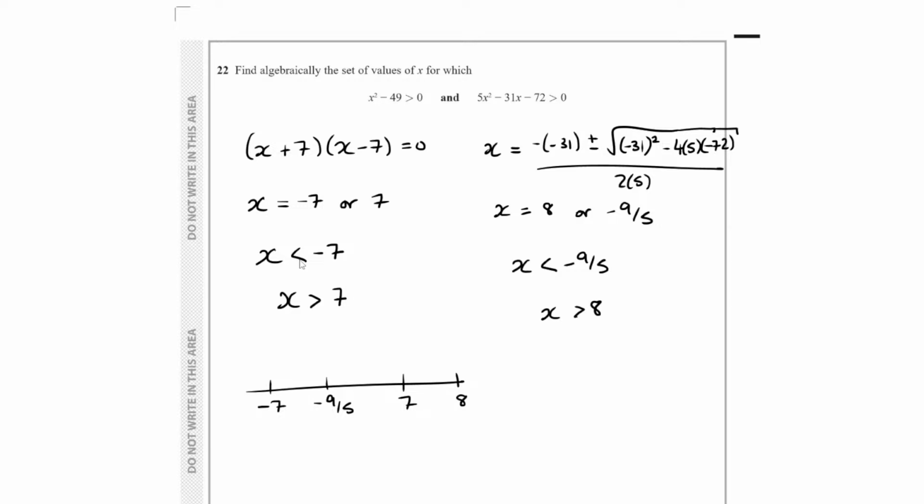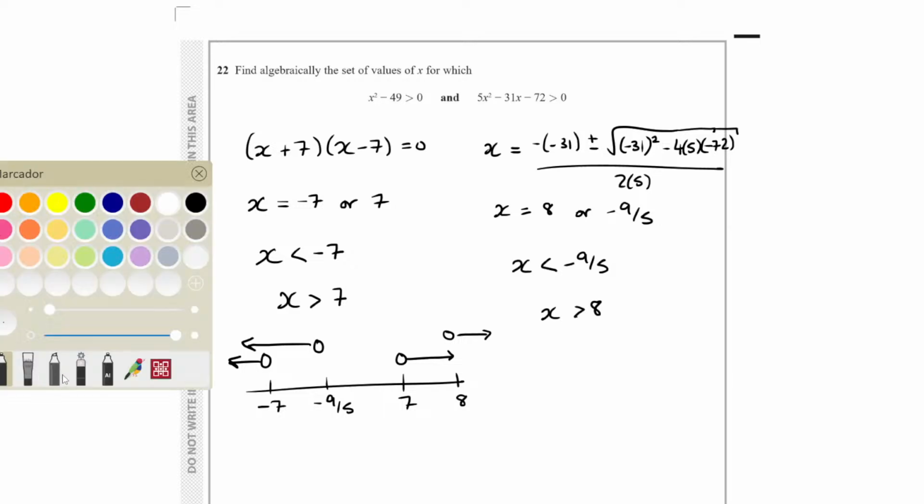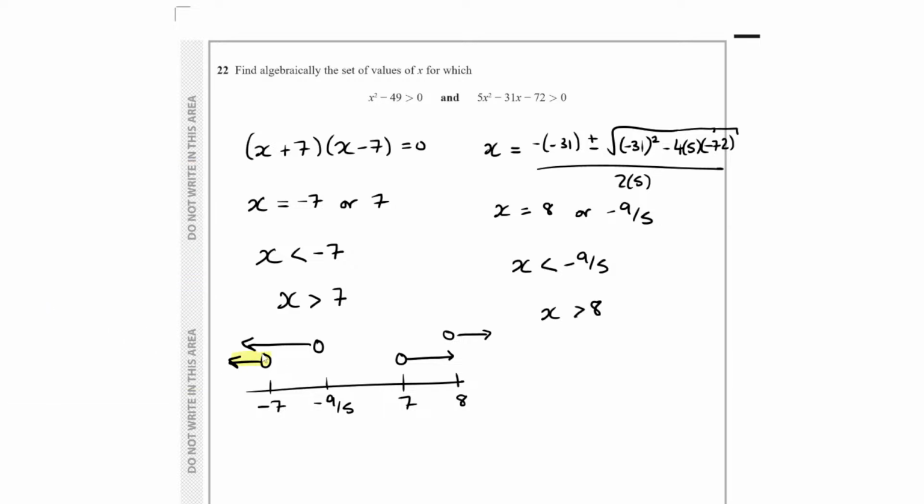So the first one is like that and like that. And then the second one is like that and like that. So you see where they overlap? I get my highlighter. That overlaps at the minus 7 one, and then this one overlaps at the 8.